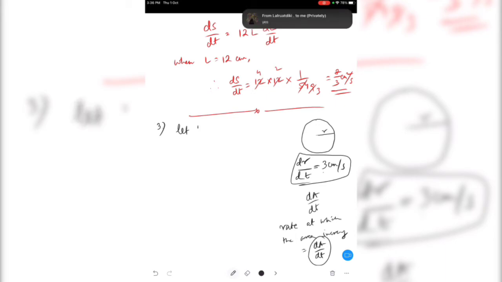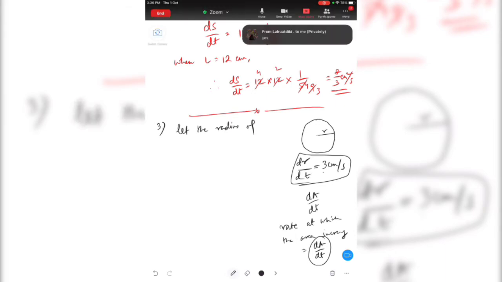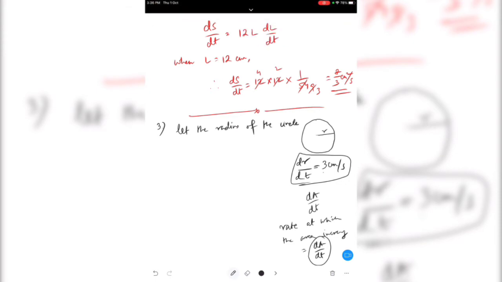So first thing I will do, let the radius of the circle be r centimeter. It's just like question number 1. In question number 1, they have given you the radius to be r, but here we have to assume it. So I am taking the radius of the circle to be r centimeter. So area of the circle is equal to pi r square. So A is equal to pi r square.